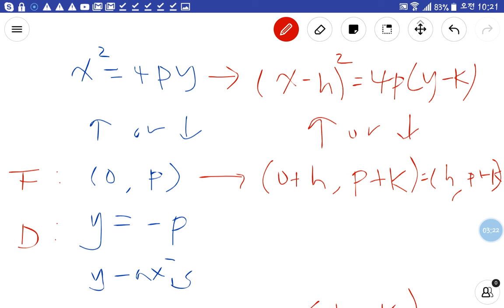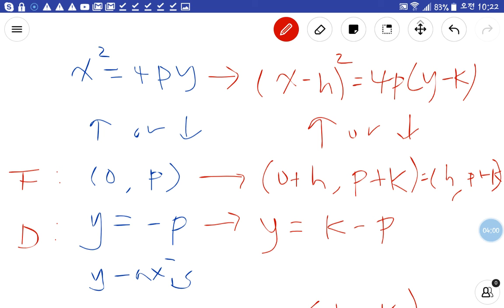Now, you have y equals negative p. So if you add h and k, but look at this. Your directrix, if your graph moves left or right, doesn't change anything. So horizontal movement is not going to affect your directrix, but vertical movement is going to affect your directrix. So you have to use k this time. So y equals k minus p. Minus p is already there, you just add a k.